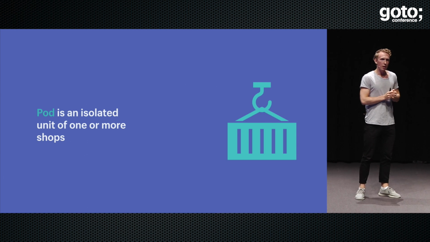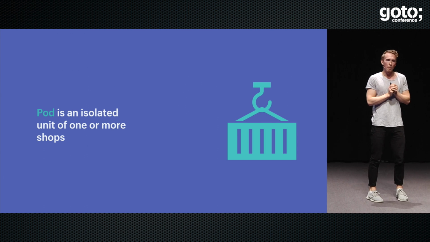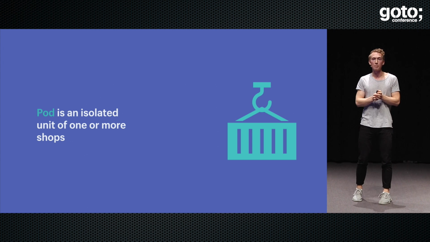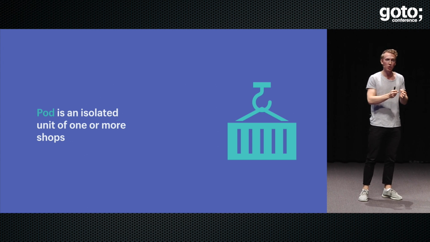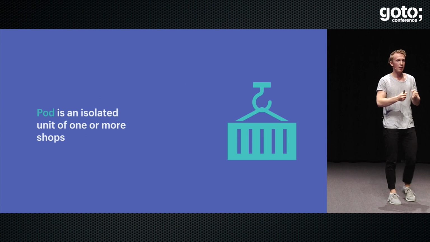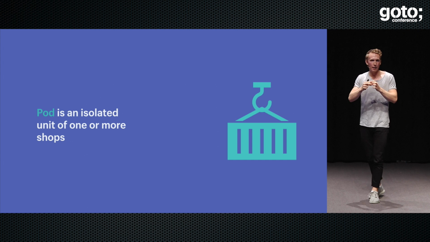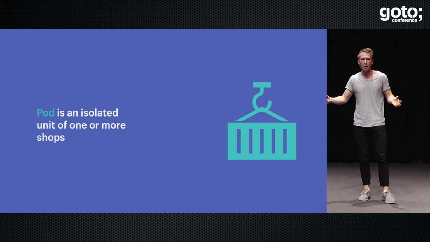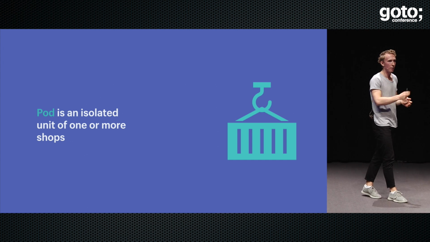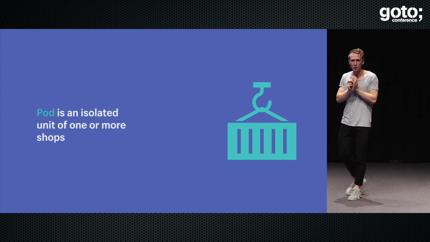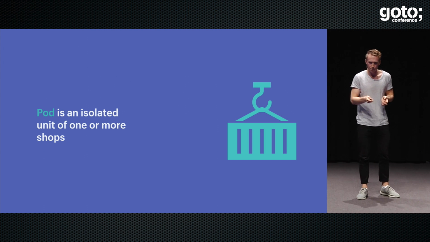A very important concept for us is what we call a pod. Some companies may call this a shard, but a shard to us means a MySQL, like a relational shard. A pod to us encompasses more. A pod to us is a small, isolated Shopify that can run anywhere in the world. It can run in a cloud, it can run in a data center, it can run anywhere. So a pod is an isolated unit of Shopify with one or more shops.